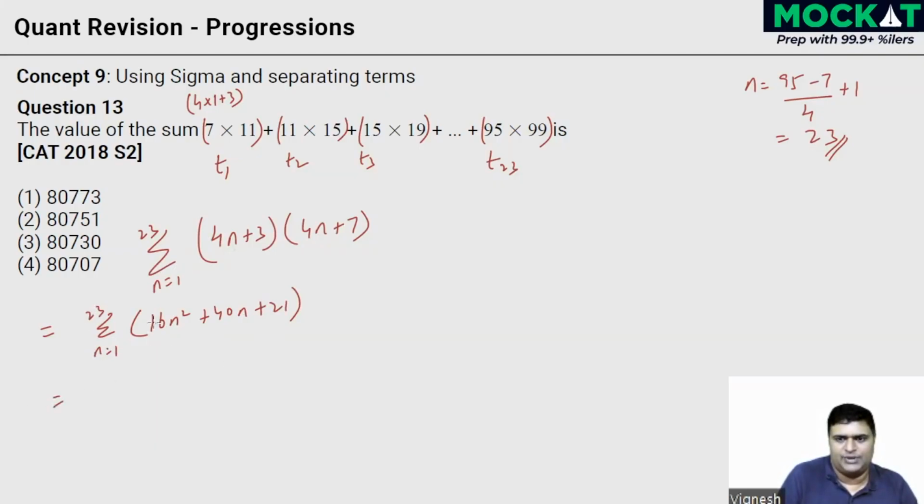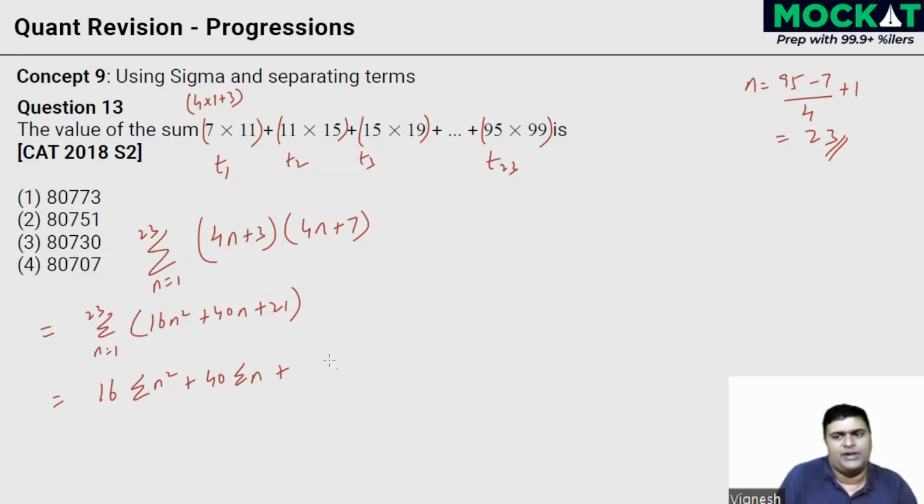Note the key things over here. As it's a summation, I can apply sigma to each of these. When I apply sigma to 16n square, the coefficient can come outside the sigma. I can write it as 16 into sigma of n square plus 40 into sigma of n. It's all 1 to 23. We'll come to that. Plus 21 constant. What does it mean?